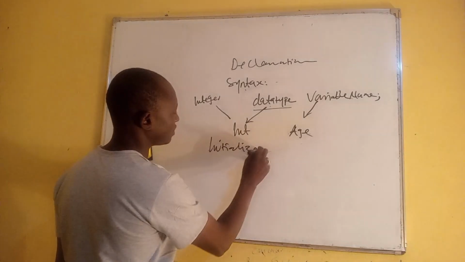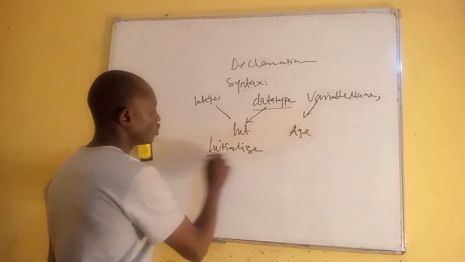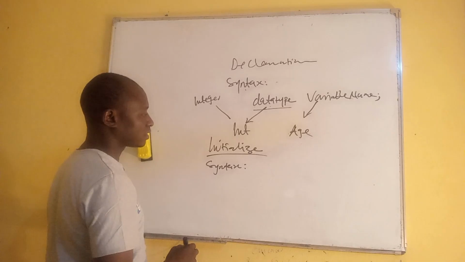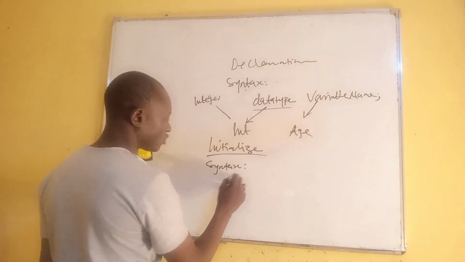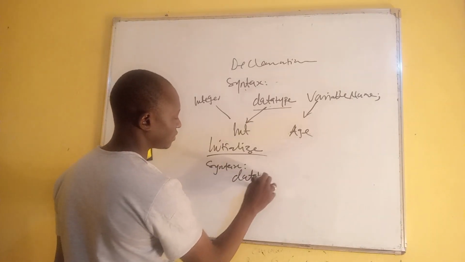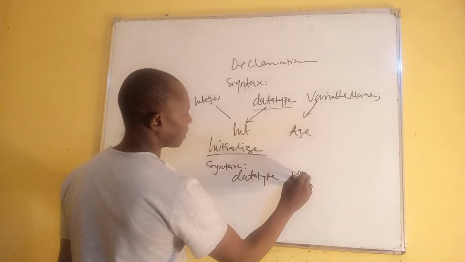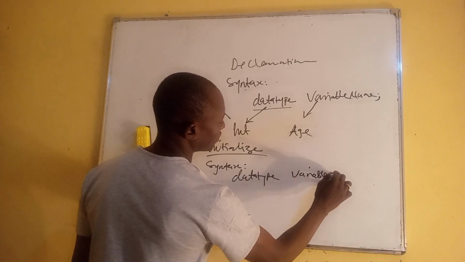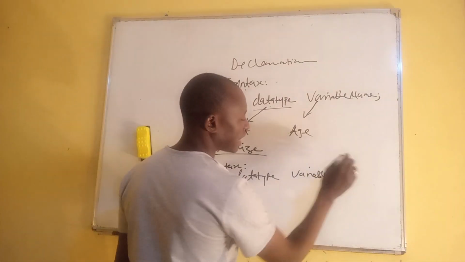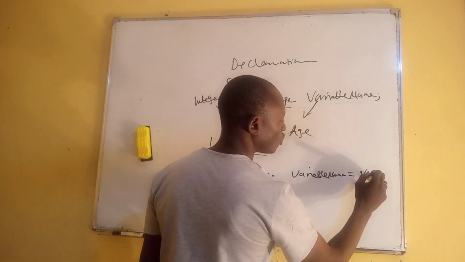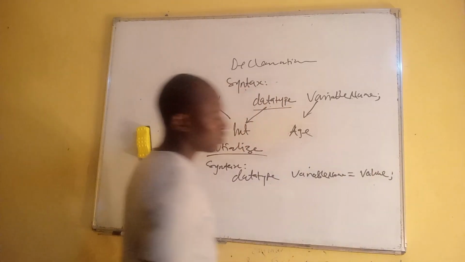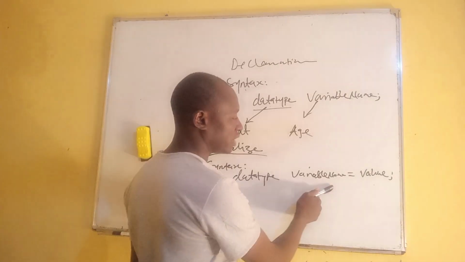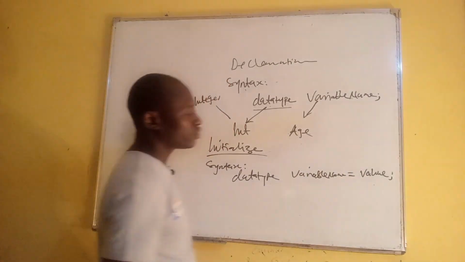Initialize a variable. So the syntax here is what? The data type as usual, your variable name, then an equality sign, and then the value it should contain, then a semicolon. Are we following here? The data type, the variable name, equality sign, and then the value it should contain.